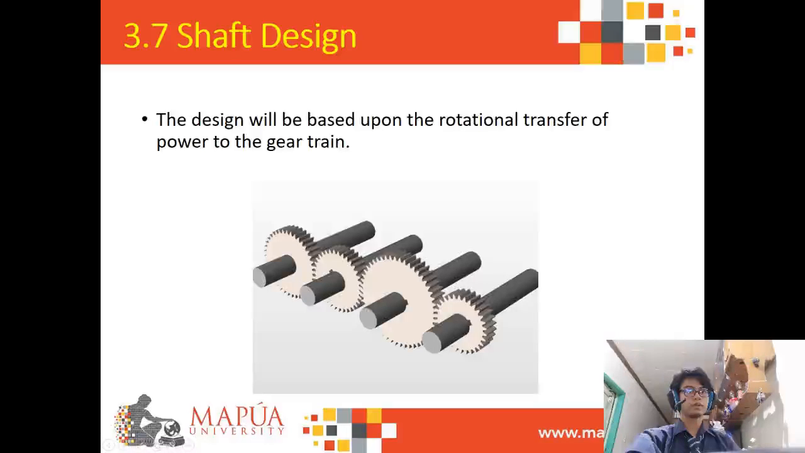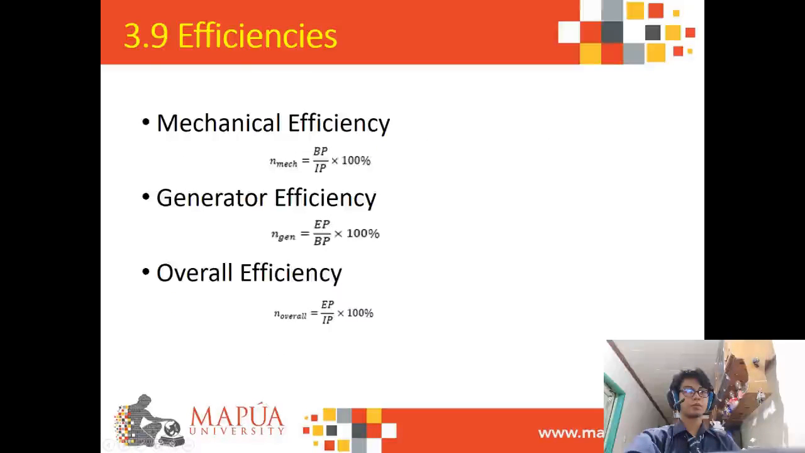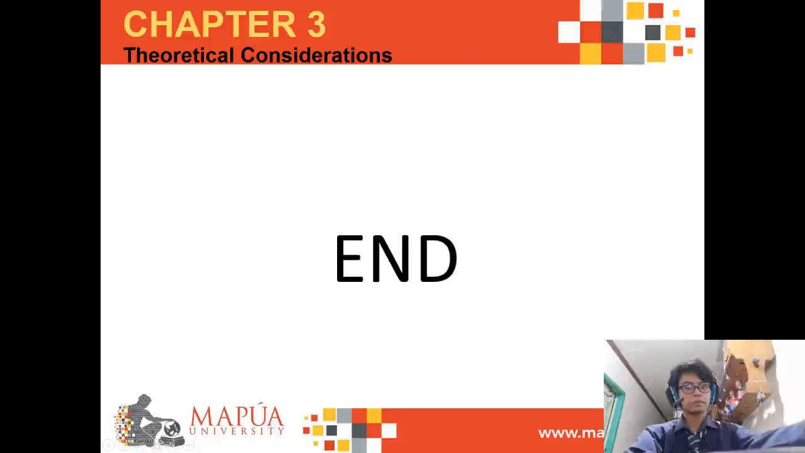Next, for the equations we used for power, we have input power and electrical power. Next, we have efficiencies. The calculated efficiencies were mechanical efficiency, generator efficiency, and overall efficiency. Lastly, we used Fusion 360 for simulation, in which we used the pin constraint, fixed constraint, and principal stresses. And that ends chapter 3.